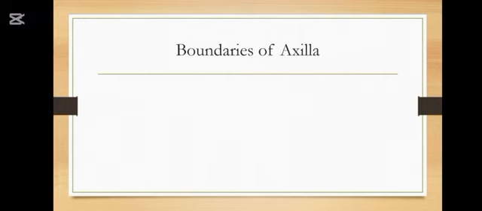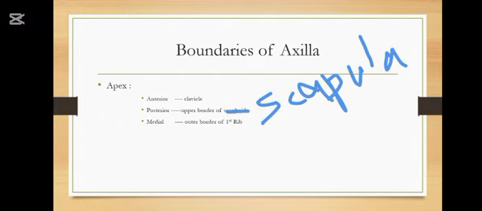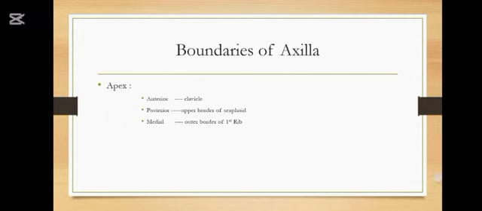Now we will discuss boundaries of the axilla. First of all, we discuss apex. In the apex, anteriorly the clavicle is present, posteriorly the upper border of the scapula is present, and medially the outer border of the first rib. Here is a mistake: it is the scapula, not scaphoid. Posteriorly is the upper border of the scapula.